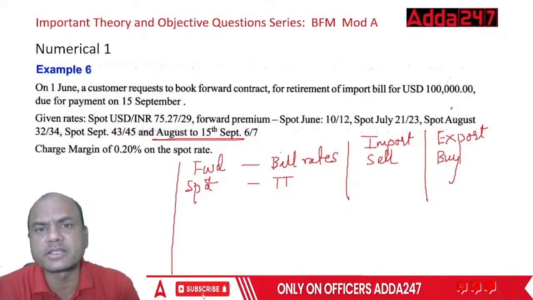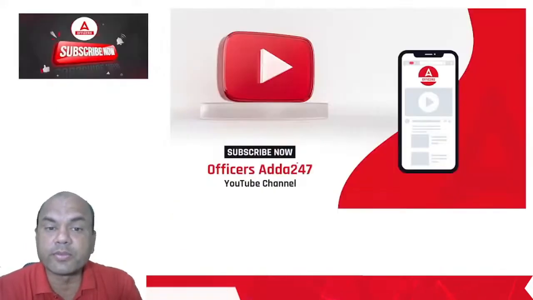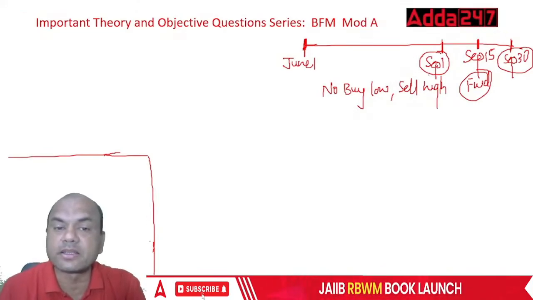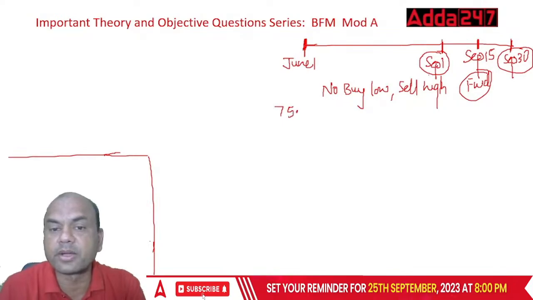Let me see in the comment section. We don't have time. It is 75.29. Import means sell. So sell means right side. 75.29. Okay, this is the rate I will be taking.